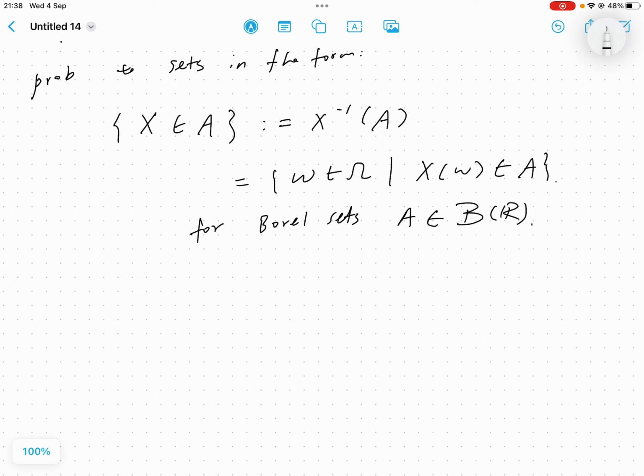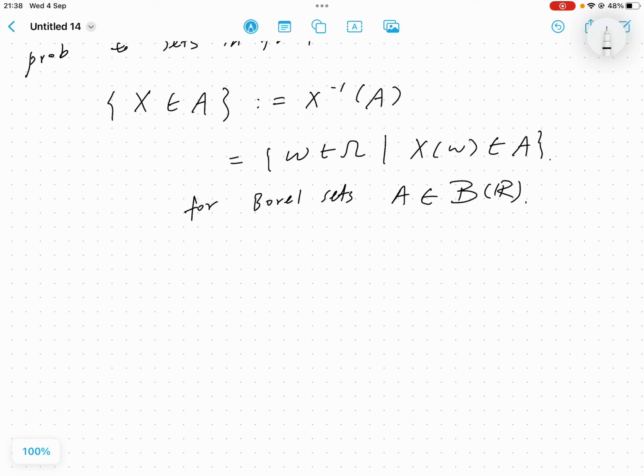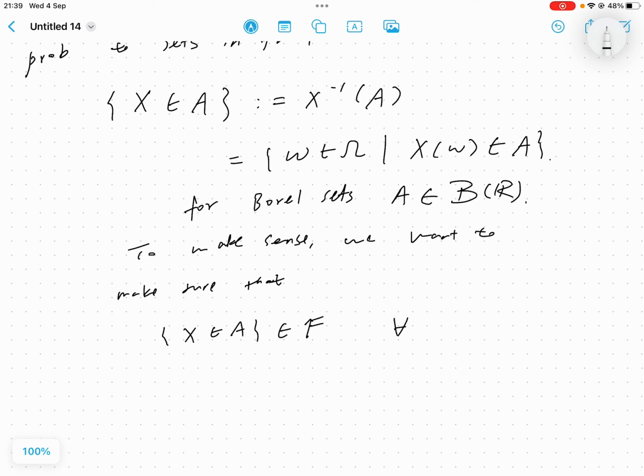All right, so we want to make some sense of this. We need to make sure that this set, X belonging to A, is in F, so that we can actually study the probabilities on this X, as long as it's in the sigma algebra F. To make sense, we want to make sure that this set with X in A is in this F sigma algebra, and this has to be true for all the A's in the Borel sets.